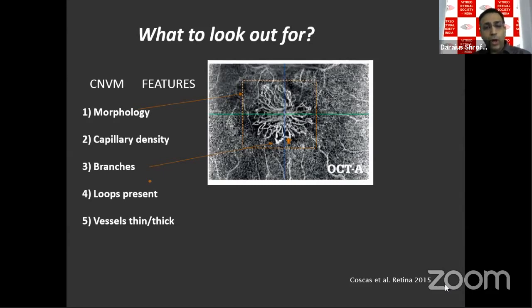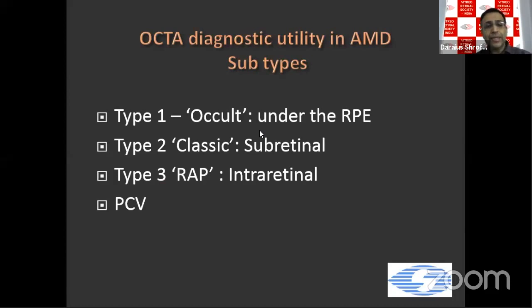When you are confronted with the Octa for CNVM, what should you look at? What is there to see? You have to look at the morphology, the capillary density, the branches, whether loops are present, and the thickness of the vessels. Are the vessels thick or thin? With this background, it's been found to be extremely useful in various subtypes of AMD: type 1 or occult, where the membrane lies under the RPE; type 2 or classic or subretinal, where the membrane is subretinal; type 3 or RAP, which is the intraretinal type; or in PCV. So these are what we're going to study now, one by one in detail.